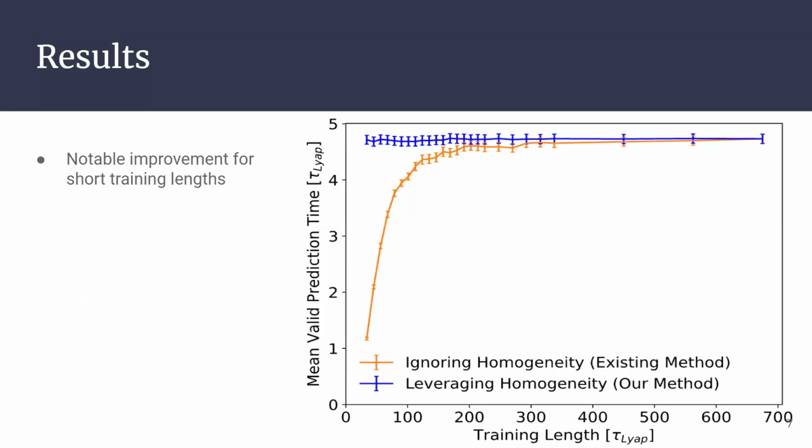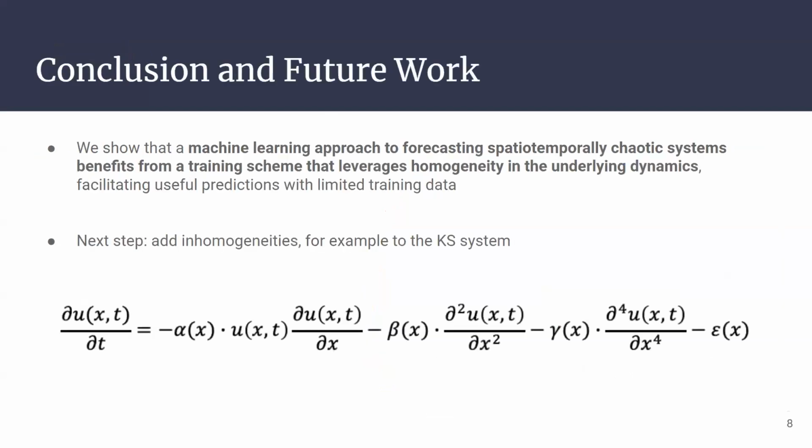Next, we look at varying the training length and seeing its effect on the valid prediction time. And we can see here an important result that we have a notable improvement for these shorter training lengths compared to the existing methods. So far we've shown that the machine learning approach to forecasting spatiotemporally chaotic systems can benefit from a chaining scheme that incorporates this homogeneity and can facilitate useful predictions within this training data.